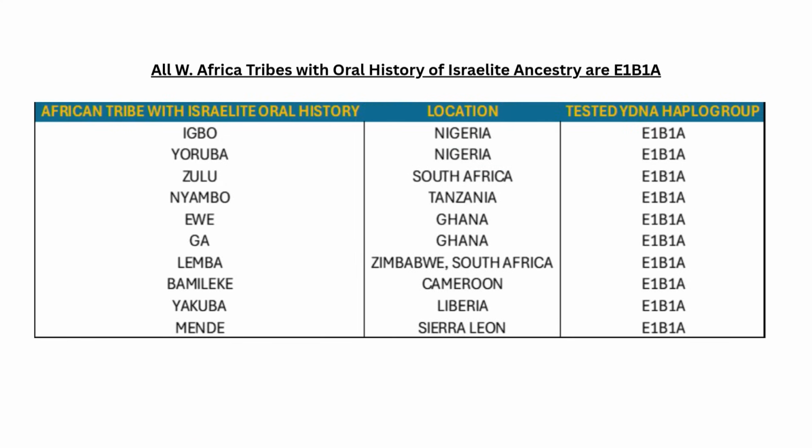Now, some of you may have heard before that the E1B1A Y-DNA haplogroup is the haplogroup of Israelites. And I want to start showing some receipts for why that is, and for which populations align with that assessment or that claim. What I did was I took a look at all of the African tribes where there's some oral history of Israelite ancestry.